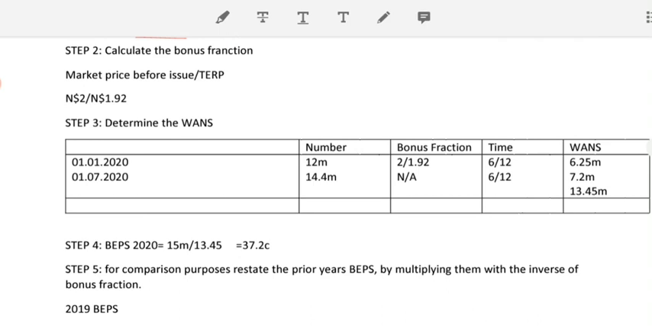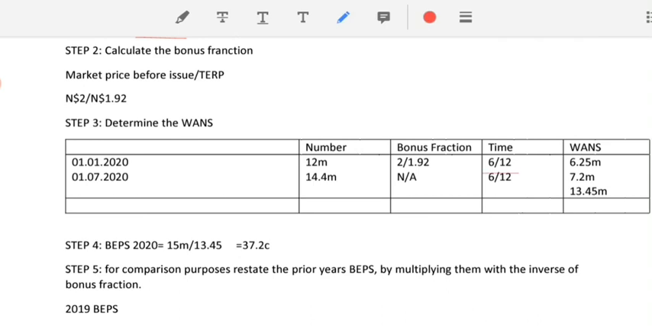The number of shares we have been working with, starting at the beginning of the year until the date of the rights issue, is the one we multiply with the bonus fraction, which is 2/1.92, and then multiplied by time, that's 6. We are moving from the 1st of January 2020 up to the 30th of June 2020, that's 6 months we are having here.